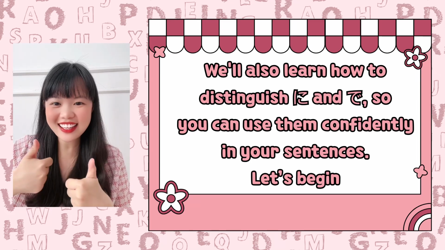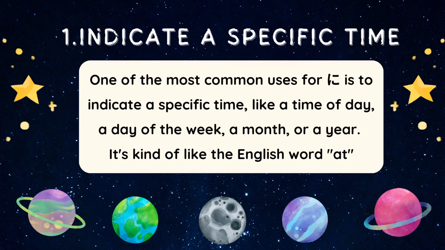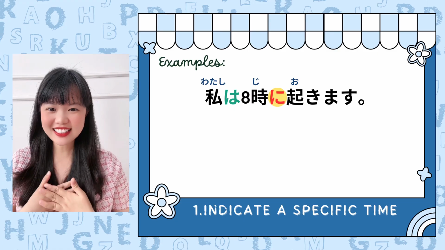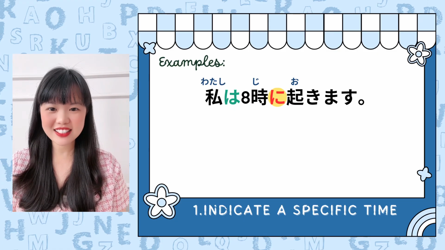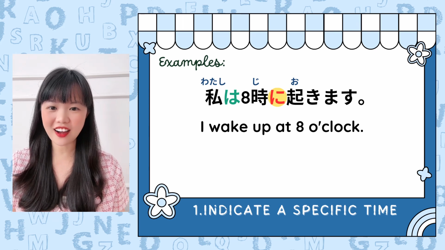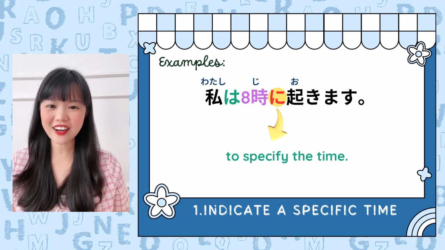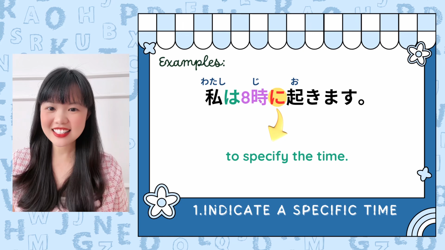And let's begin. One of the most common usage for the particle ni is to indicate a specific time, like a time of day, a day of the week, a month, or a year. It's kind of like the English word at. For example, 私は8時に起きます. I wake up at 8 o'clock. Here we use the particle ni with 8時, 8 o'clock, to specify the time.